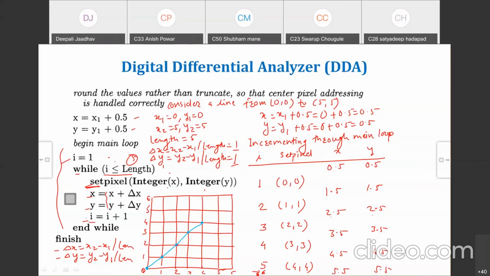If we start this I value with 0, then 5, 5 becomes activated. 5, 5 is not activated here. Why? Because I start with 1. That's why. If we start I with 0, then 5, 5 will activate. That is about the simple DDA algorithm.